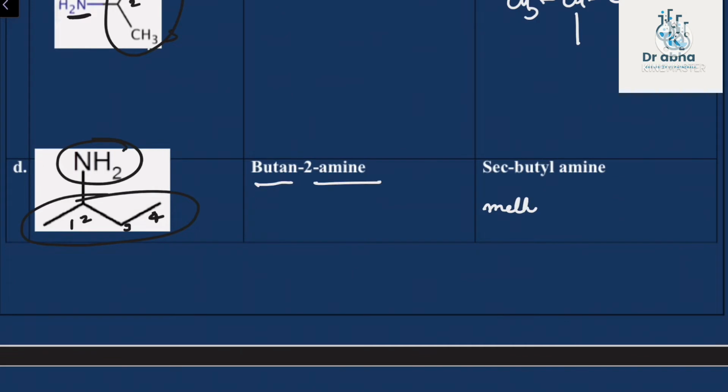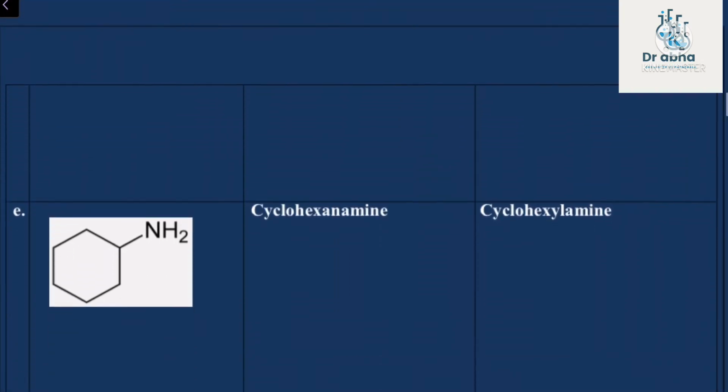methyl propyl. But guys, if you write methyl propylamine, it will seem as a secondary amine. So you have to put it in brackets, because methyl propyl is a single alkyl. Methyl propyl is a single alkyl, so you have to put it in the bracket. Let's move on to the next one.